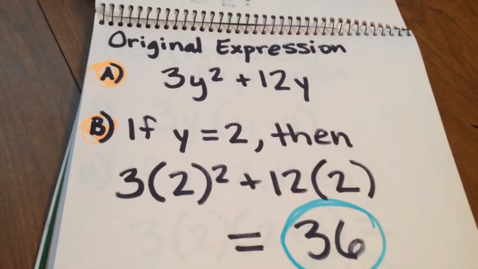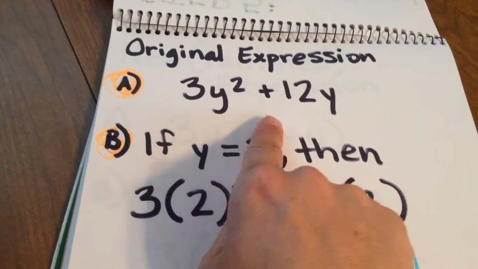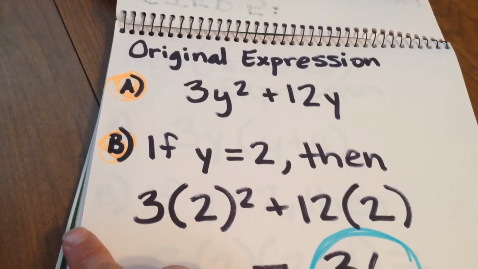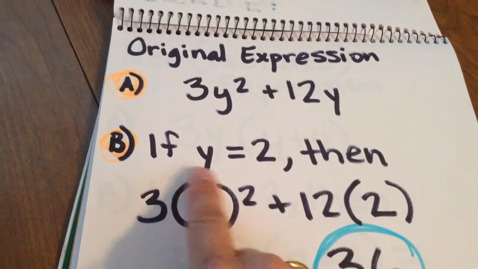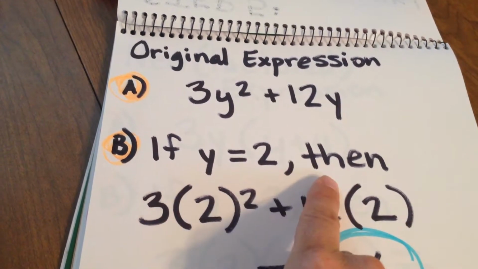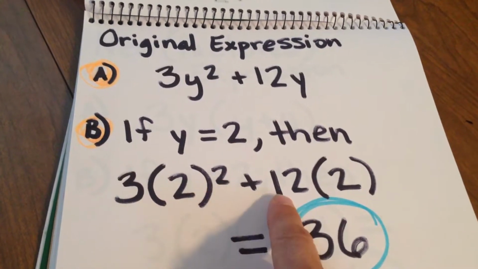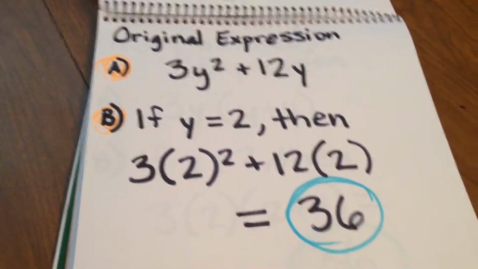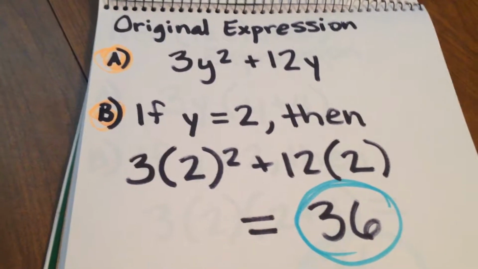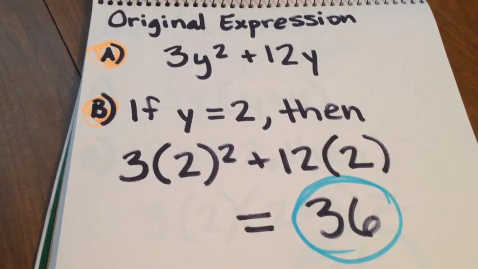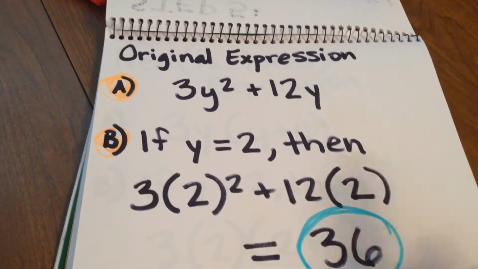So our original expression, our first thing that we had, was 3y squared plus 12y. Okay, so we have that. So we're going to substitute. If y equals 2, then 3 times 2 squared plus 12 times 2 equals 36. Do the math. I'll leave it on here for a little bit. Does it indeed equal 36? Okay, so that's our original expression.